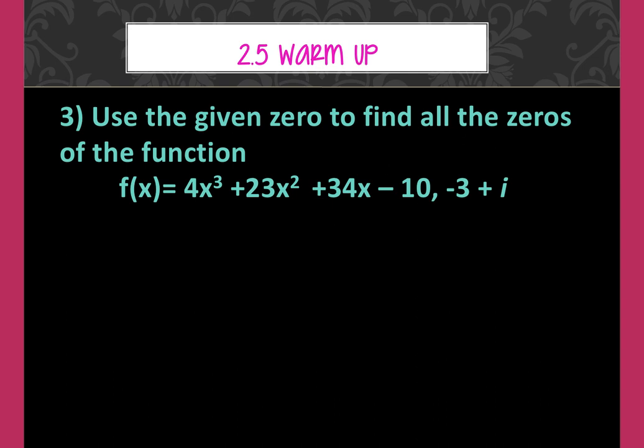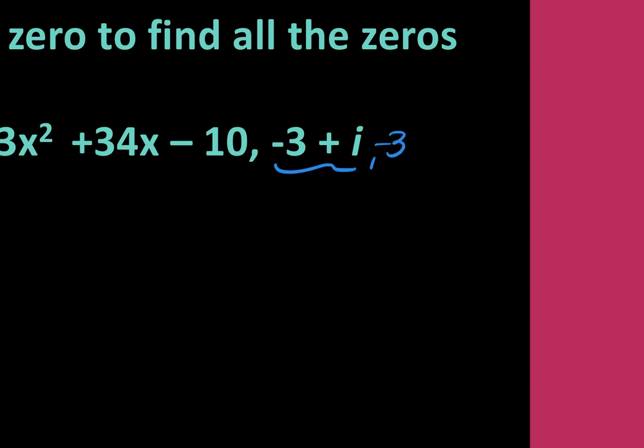Number 3 says, use the given 0 to find all the zeros of the function. A couple of you started testing out the last and first, which will eventually work, but it certainly takes longer. When you're given a root, use the one you're given. If it was just a single root, then I would do synthetic division with that single root and find the remaining. When it has an i on it, I know that this plus its conjugate is 0.